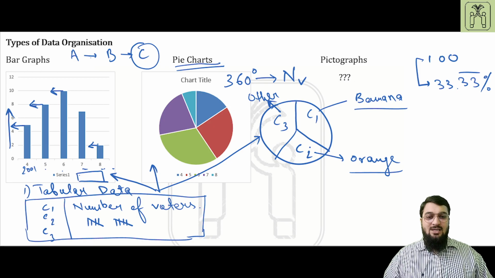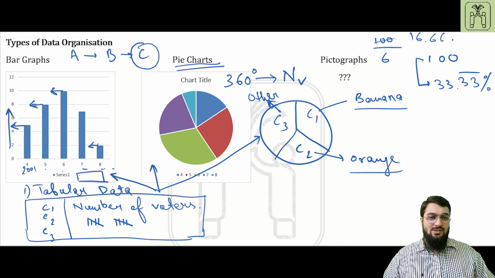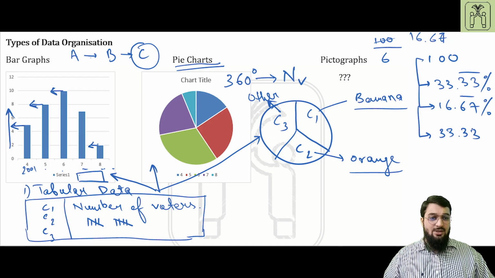After that, we got 60. So 60 upon 360 is 1/6. So 1/6 means 100 divided by 6, which is about 16.67. So 16.67 percent of the votes were counted for orange, and the remaining 33.33 percent has been received for other.